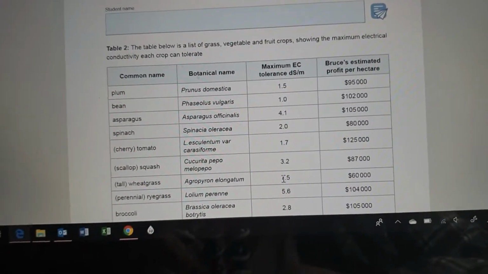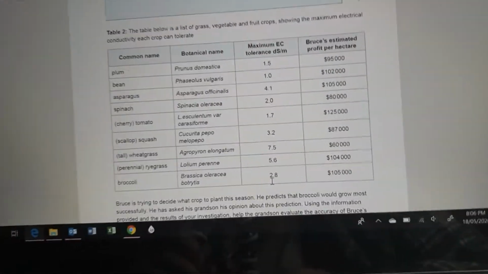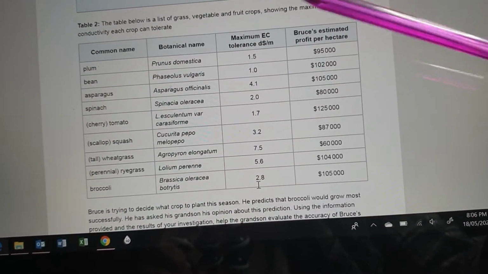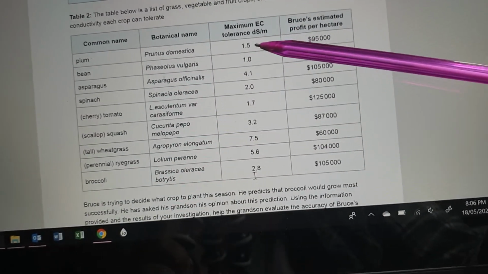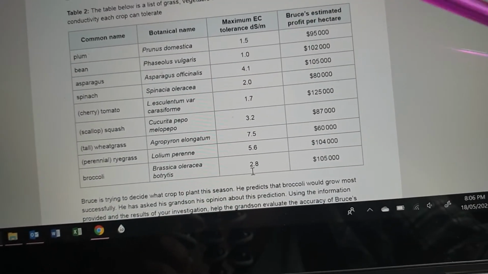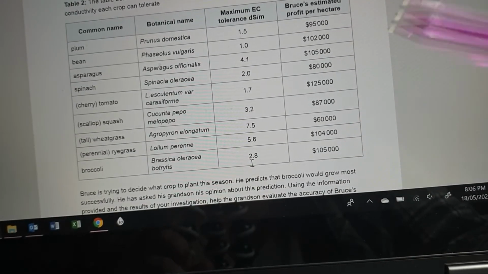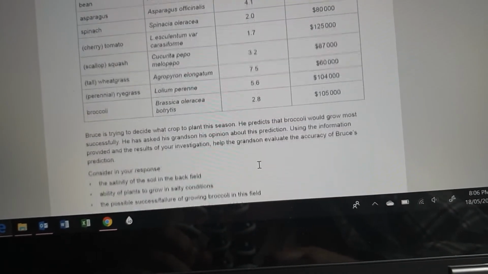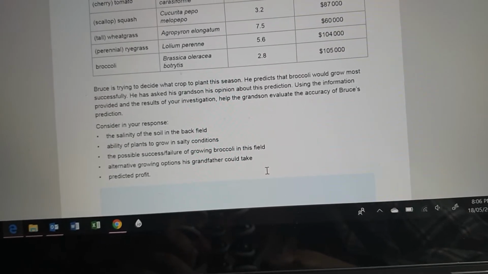So here's a table of different crops that Bruce could use in that field. This is the maximum electrical conductivity they can tolerate, right? If it goes above that, the crop's going to be affected. And this is the value of a crop of that per hectare. So Bruce is trying to decide what he's going to grow. He thinks broccoli will be most successful.